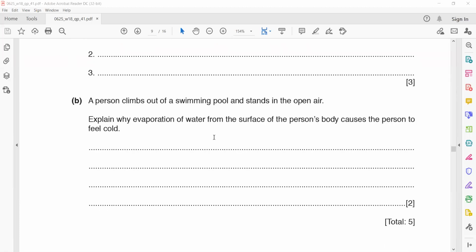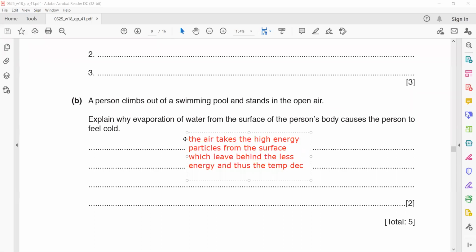Then the next question: a person climbs out of a swimming pool and stands in the open air. Explain why evaporation of water from the surface of a person's body causes a person to feel cold. So why will a person feel cold? Because the most energetic molecules at the surface of the liquid gain energy from the surrounding, from the body, and escape. So the molecules which are left behind will have less energy. That's why the temperature decreases. As the temperature decreases, that's why evaporation is a cooling process.